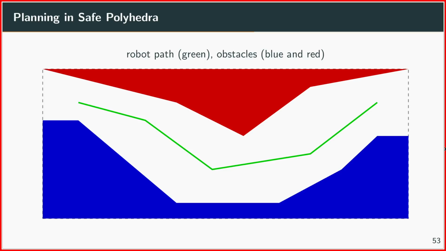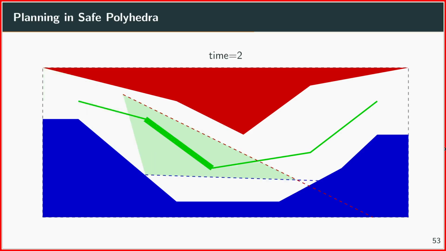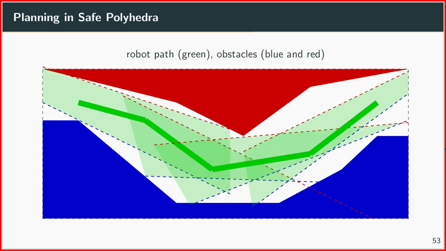And so this actually enables you to do motion planning with something which we call safe polyhedra. So the robot path here is in green. This could be just the path of a point robot, and we have some obstacles in blue and red. The way we can plan here with safe polyhedra is that for each of the edges on your path, you compute a region, which is this one here, and this region is a safe polyhedron. It's a region in your configuration space which is guaranteed to be collision-free. And you do that for every one of the edges, and this gives you this area here.